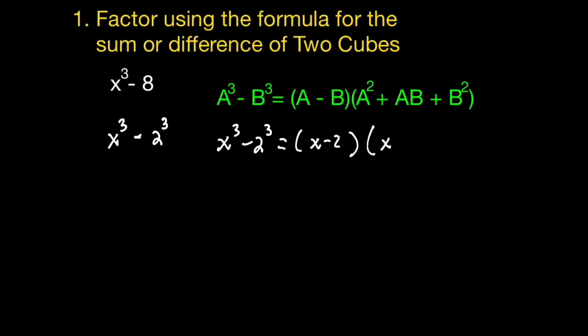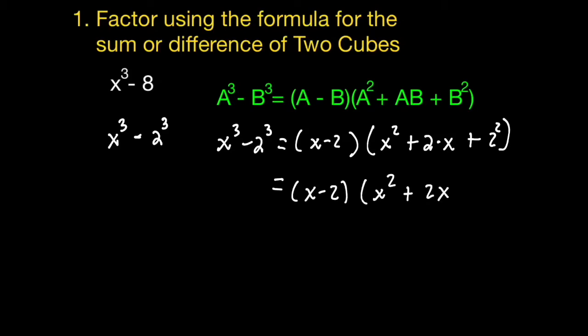multiplied by x to the second power plus 2 times x, or x times 2, it's the same thing. And we're going to add b to the second power, so here 2 to the second power. We can simplify this into x minus 2 times x squared plus 2x, and then the 2 to the second power, that's going to be 4. And that is the final factorization for x cubed minus 8.